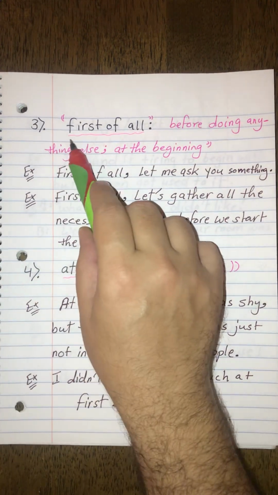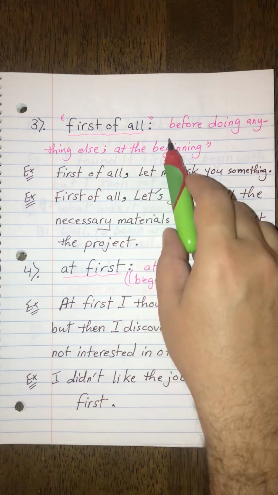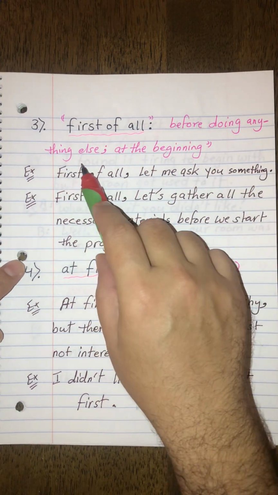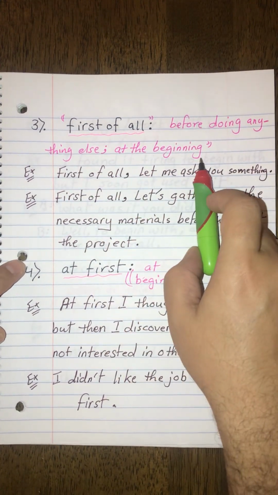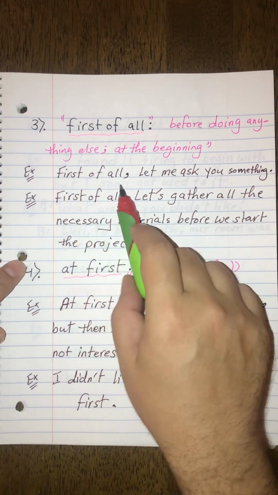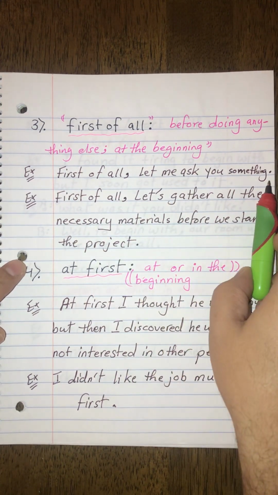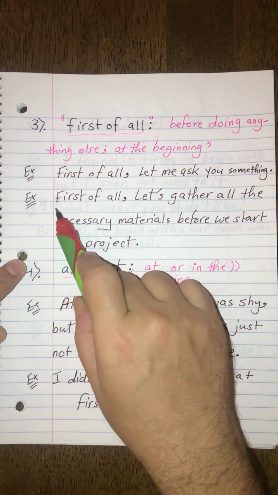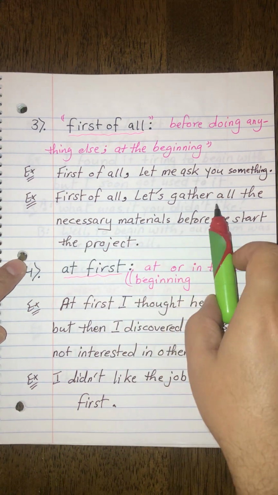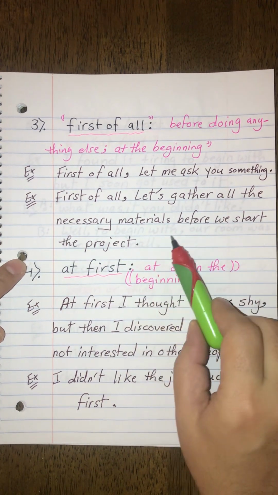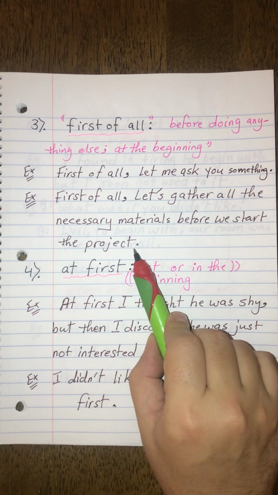Number 3, first of all. Before doing anything else or at the beginning. For example, first of all, let me ask you something. Another example, first of all, let's gather all the necessary materials before we start the project.